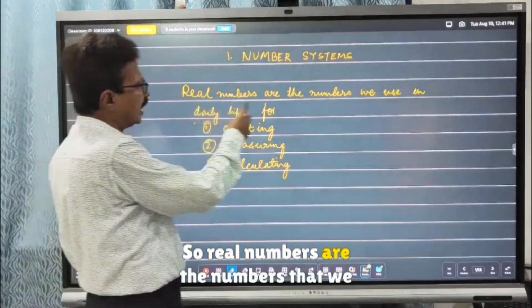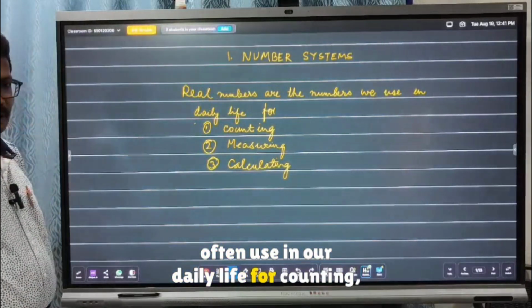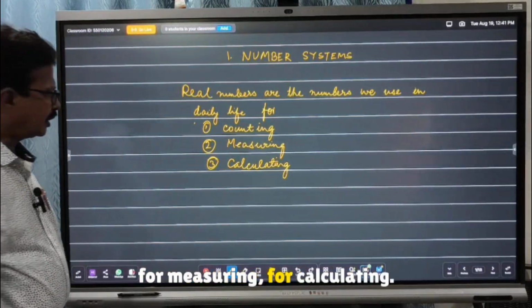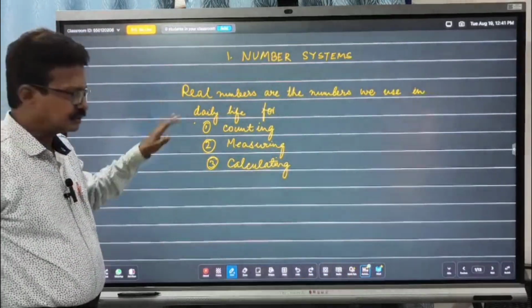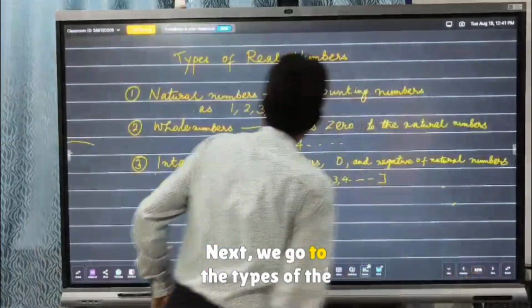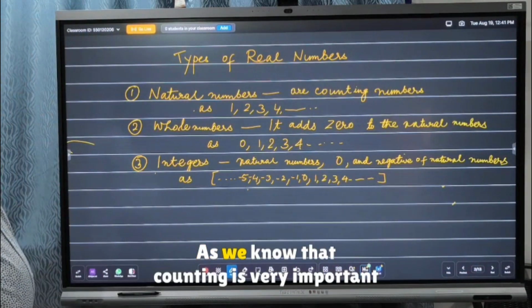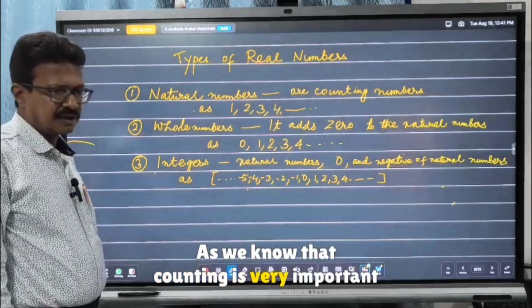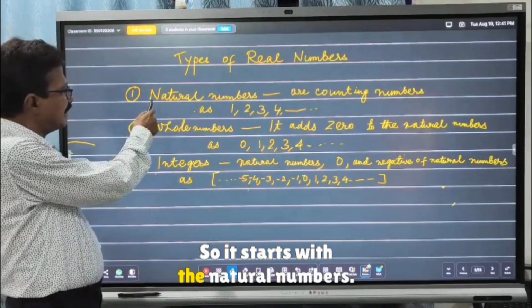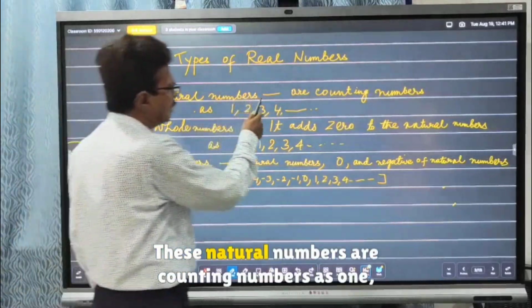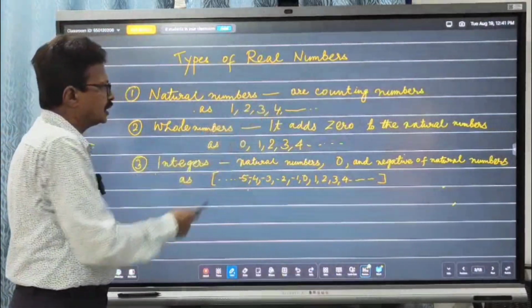So real numbers are the numbers that we often use in our daily life for counting, for measuring, for calculating. So these are the purposes for the real numbers. Next we go to the types of the real numbers. As we know that counting is very important for our daily use, so it starts with the natural numbers. These natural numbers are counting numbers as 1, 2, 3, 4.